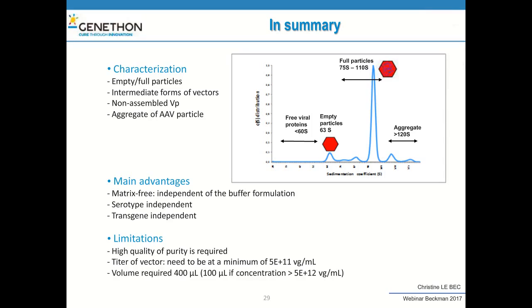And the limitation is that a high quality of purity is required. You need at a minimum 10 to the 11 Vg per ml, and the volume required for that is 400 microliters. The maximum volume is 400 microliters, and the minimum is 100 microliters.